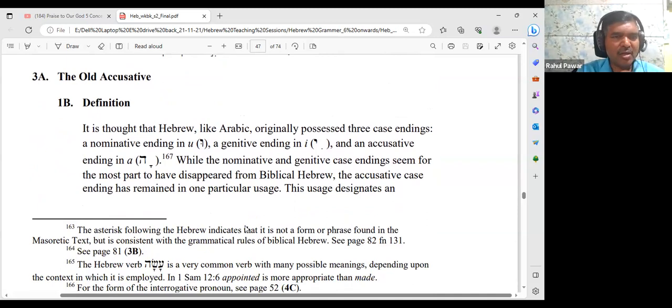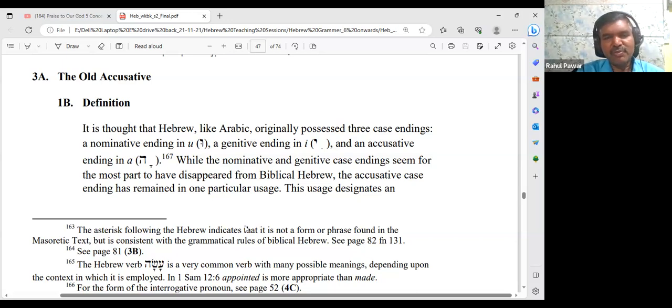Then one more old accusative, it is given in your workbook. It is thought that Hebrew, like Arabic, originally possesses three case endings. That is nominative ending in you, that is shurek, genitive ending, that is hirek, and accusative ending, that is qamets hey. While nominative and genitive case endings seem for the most part to have disappeared from biblical Hebrew, the accusative case ending has remained in one particular usage.